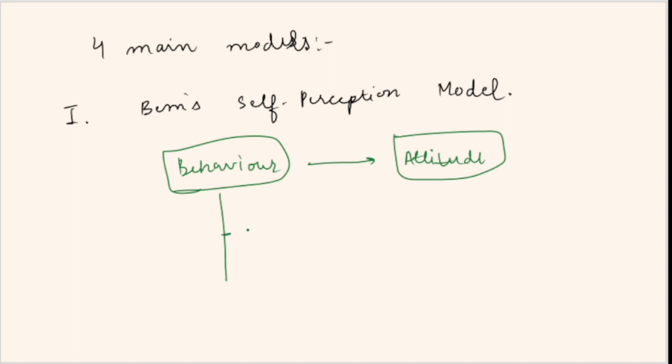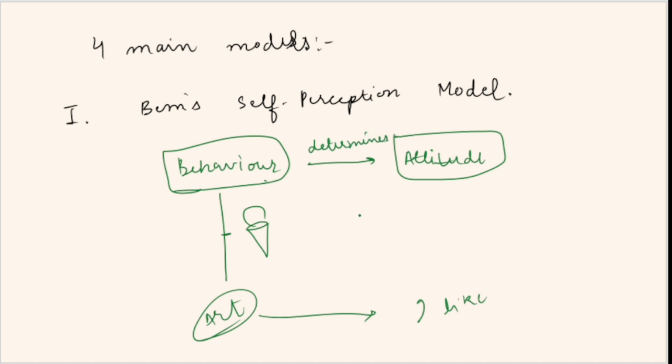For example, whenever I go out, I always eat ice cream all the time. So I will say that I really like ice cream. So I judged my attitude on the basis of the behavior that I was showcasing towards that other object, person or event. Or, whenever there is an art event, I always go and attend and have fun. So I will evaluate my attitude on the basis of this behavior, and I will say, I think I really like art, I like going to the art festivals. So our behavior determines our attitude.